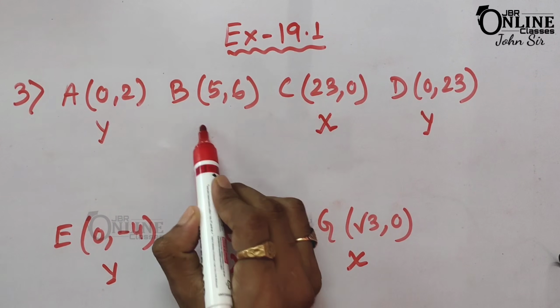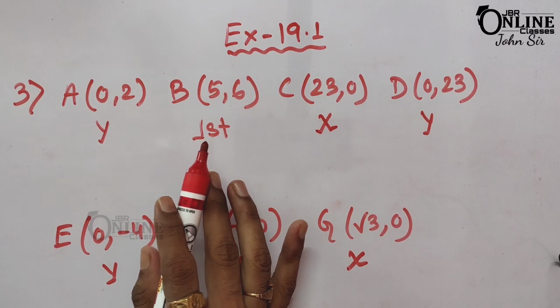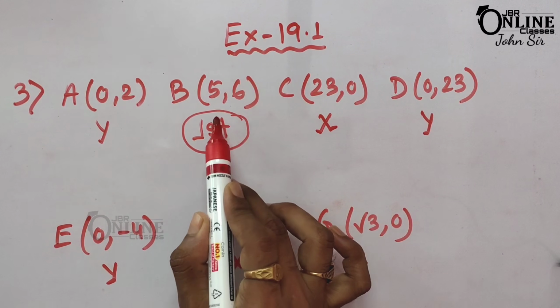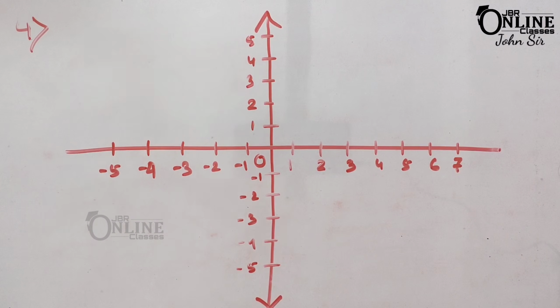This point lies on the first quadrant only, because here both the values are positive. So it lies on the first quadrant, not on any axis.